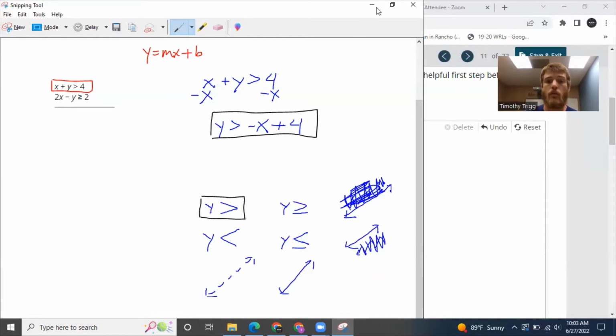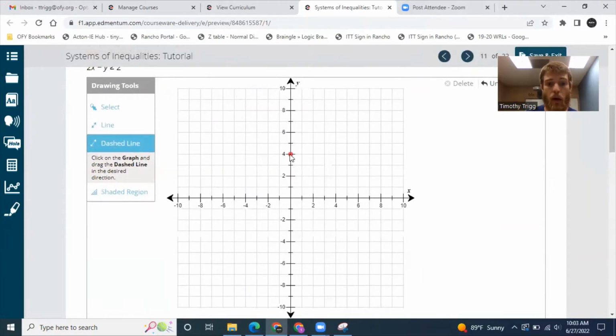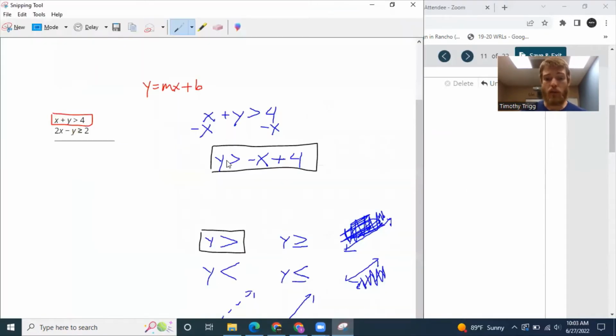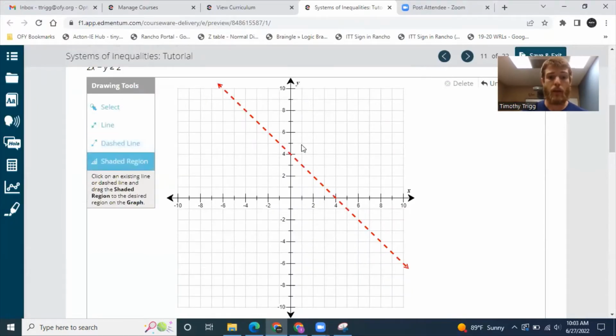Okay, so let's go ahead and graph that: y is greater than negative x plus 4. It's going to be a dashed line, and our y-intercept is +4. Our slope is -1, which is the same as down 1 over 1. So it'll be like this. Since it's "y is greater than," we're going to shade above that line, over here, like top right. So shade this region, and that should be your first inequality.